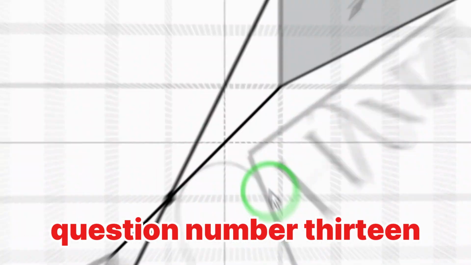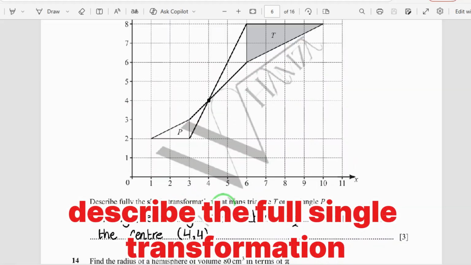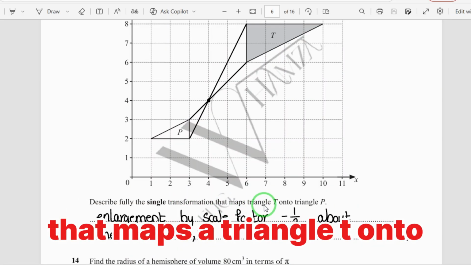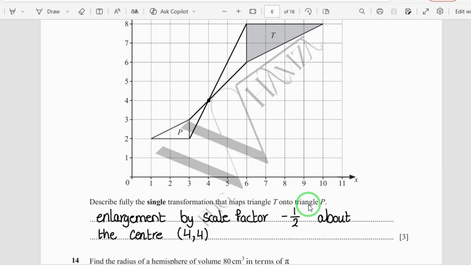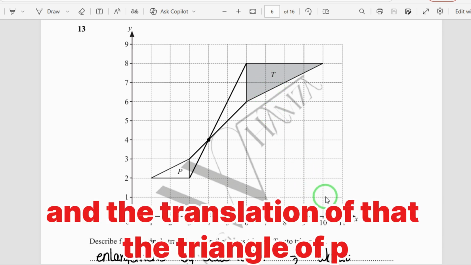Question number 13. Describe fully the single transformation that maps triangle T onto triangle P. It gives us the triangle T and the translation of that, the triangle P.